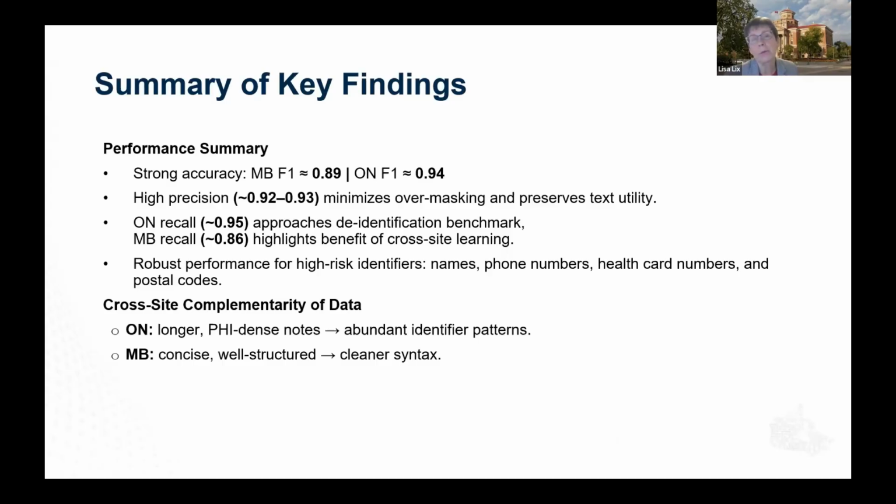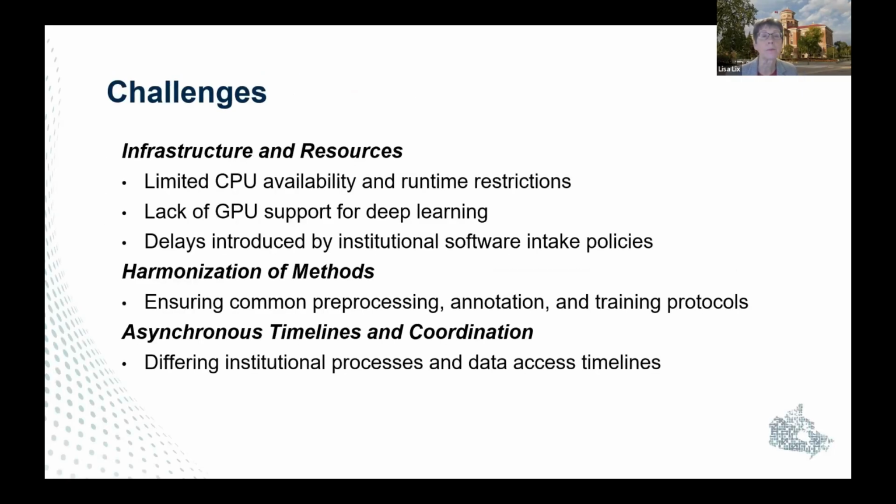And we get really good performance with some of the high-risk identifiers. We're particularly interested in names and phone numbers and health card numbers and postal codes, that we can do a good job in identifying these. And we have good accuracy with the algorithm for these particular kinds of identifiers.